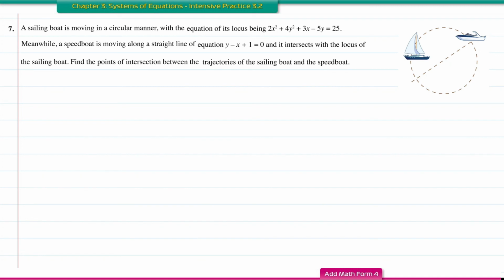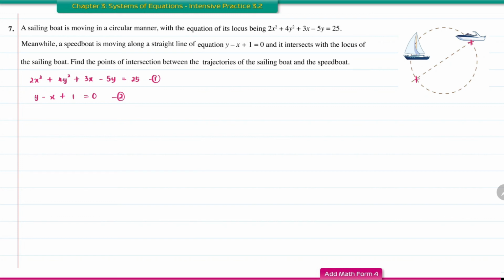So this question is more or less the same as the questions number 6. So we want to find the intersection point between the locus of the sailing boat and the trajectory of the speedboat. It means find the coordinate. So we're going to solve these simultaneous equations. So this one I'm going to label it as my equations number 1. And this is going to be my equations number 2.